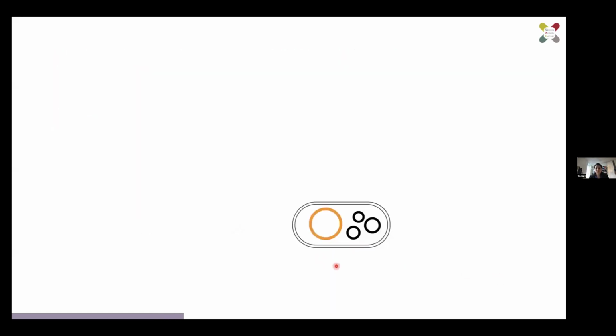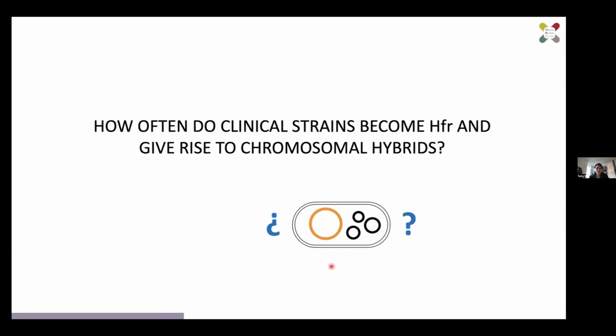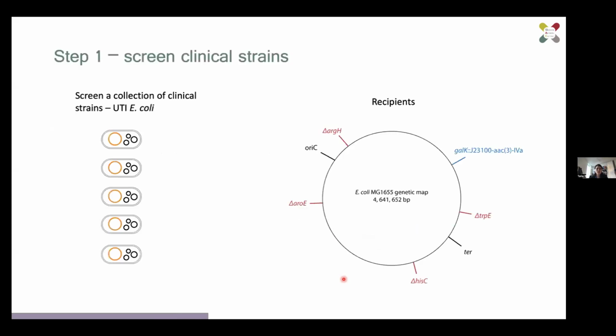And we also know that many clinical strains contain several plasmids. So then we asked, is it possible that clinical strains are usually becoming HFR and then mobilizing the chromosome and creating chromosomal hybrids? And if yes, we wanted to know how often this happens. What proportion of clinical strains out there can do it, at what frequency, how do their hybrids look, and so on.